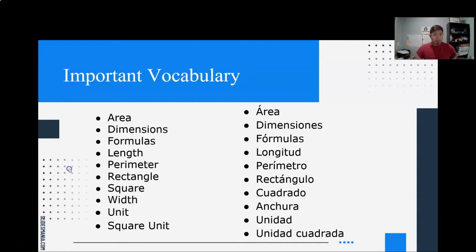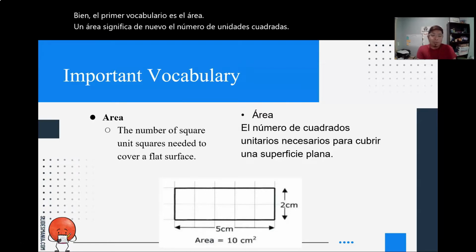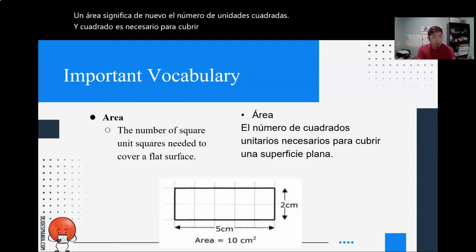Okay, so the first vocabulary is area. And area means, again, the number of square units, squares needed to cover a flat surface. So for an example, on this rectangle, there's 1, 2, 3, 4, 5, 6, 7, 8, 9, 10 squares, okay? 10 squares.